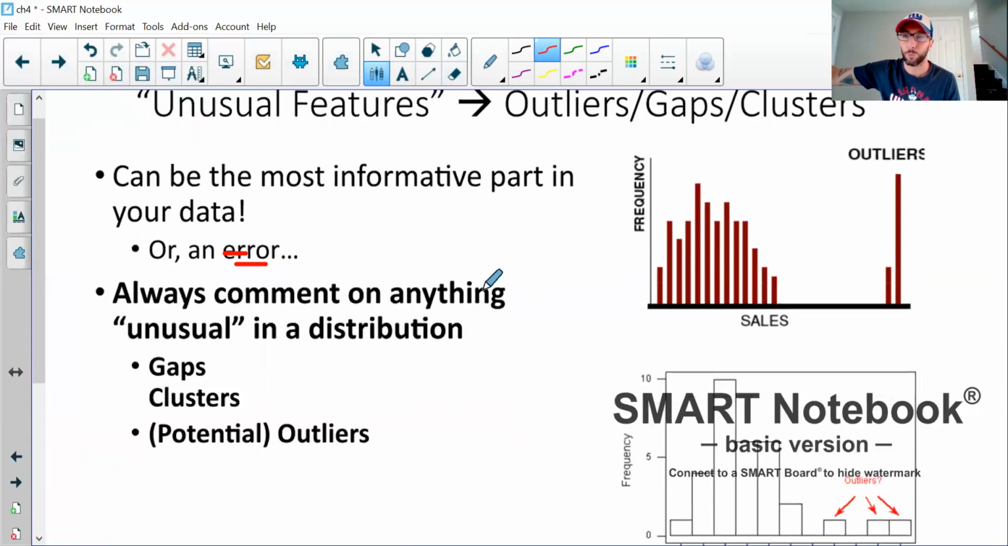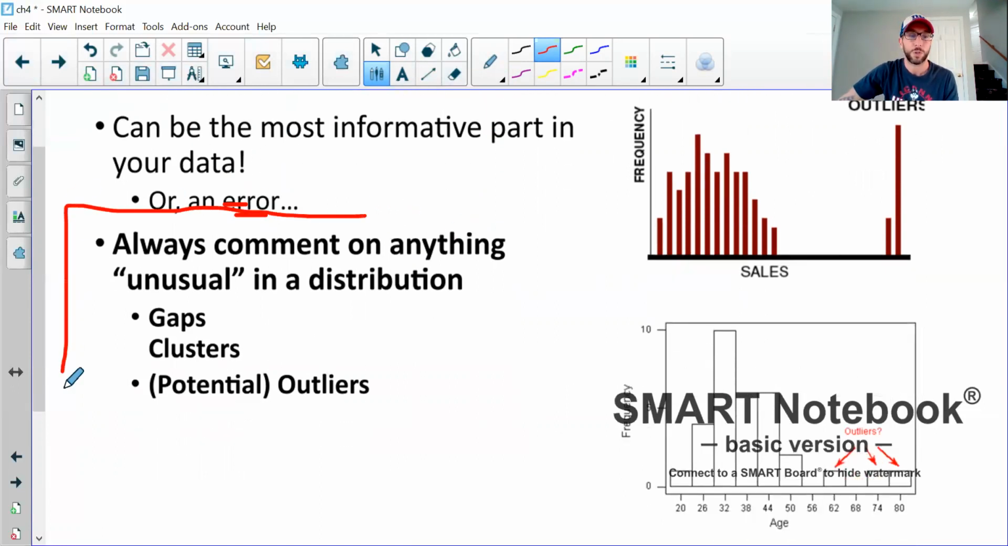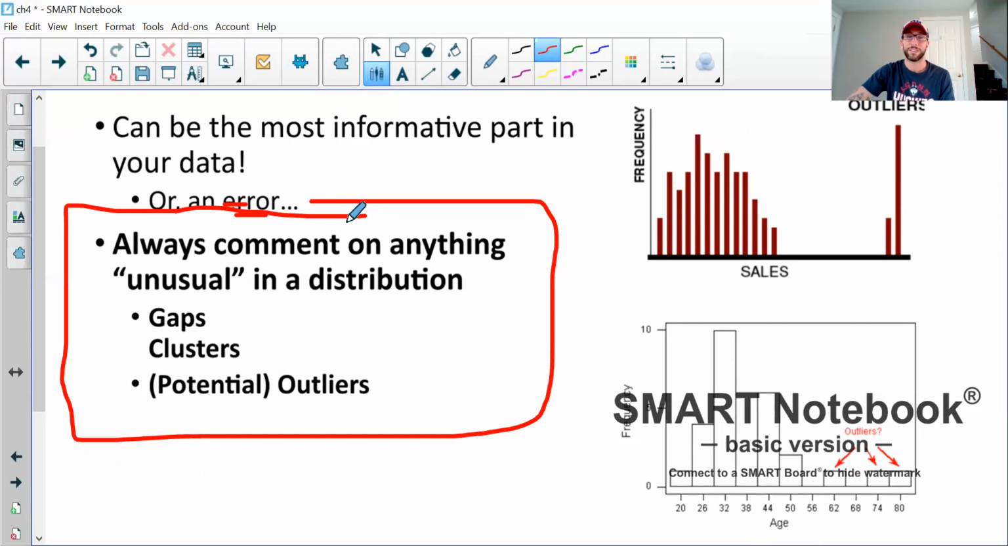So outliers aren't weird things we want to ignore. They're weird things we want to address and investigate and try to figure out, why is this data value so different than the rest? We always, always, always want to comment on anything unusual we see in our distribution. I mean, clusters aren't really unusual, so that's kind of misleading. But if there are any gaps in the data, why? Why weren't there many cereals whose sugar contents are in the middle? Clusters, right? Why do we have a bunch of cereals with low sugar content and high sugar content? And as I've already referenced, the outliers.